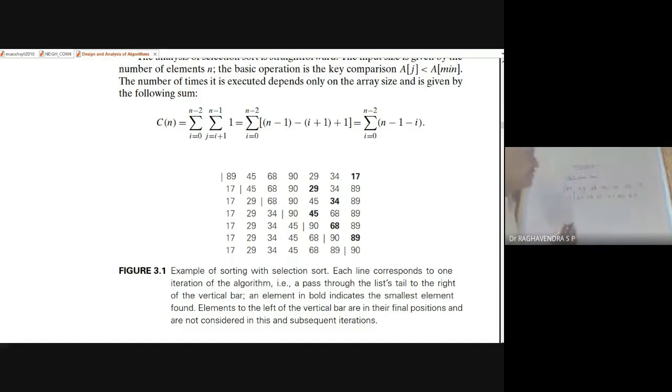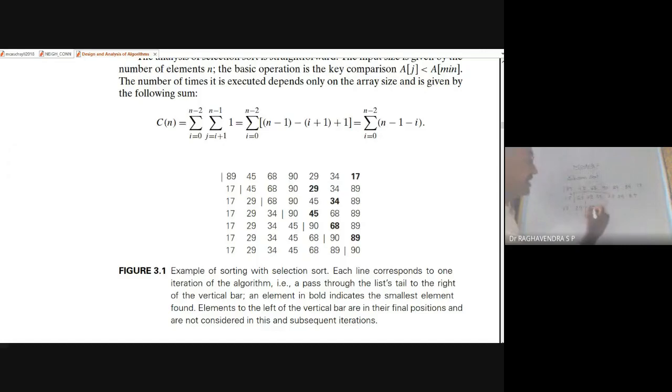So next, what you have to do now? This is the remaining part, and this is the already sorted part. In this remaining part, identify the smallest element. 29. So 29 is the smallest element. You move this to the sorted region, so 17, then we have 29. Now you move this bar one position here. What remains now?